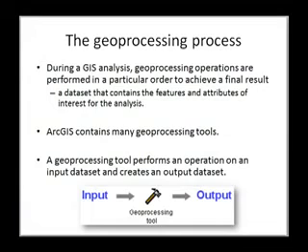ArcGIS contains many geoprocessing tools, thousands of them. I don't know the exact number. It actually depends on the license level you have. The higher the license level of ArcGIS, the more geoprocessing tools you get. A geoprocessing tool performs an operation on an input data set and then creates an output data set. So you've got an input, you've got something that happens to that input, and it outputs new data.